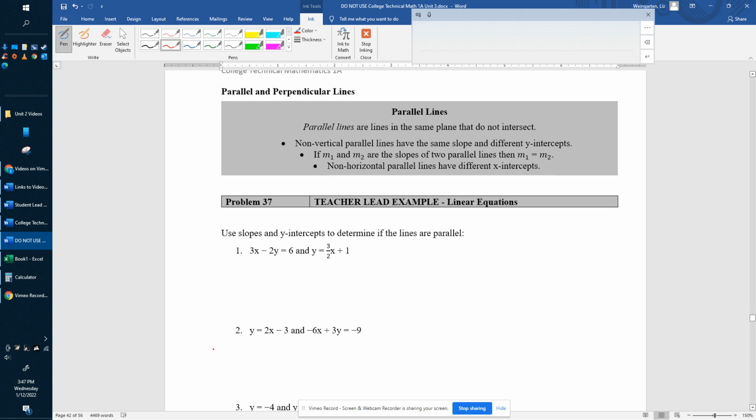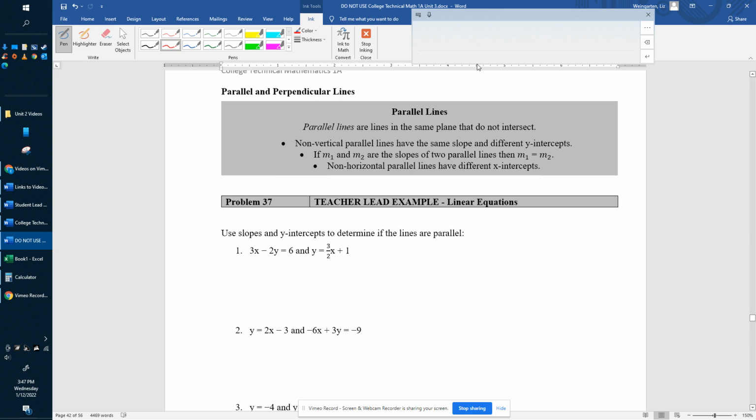All right, next we're going to talk about parallel and perpendicular lines. Parallel lines are lines in the same plane that do not intersect. They go on forever without touching. Non-vertical parallel lines have the same slope but different y-intercepts. So the thing that you're really looking at here are the slopes, making sure that the two things have the same slopes. So let's see if we can figure this out.